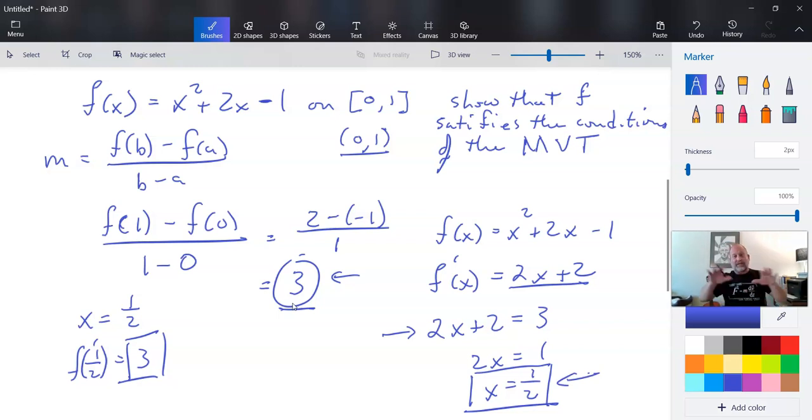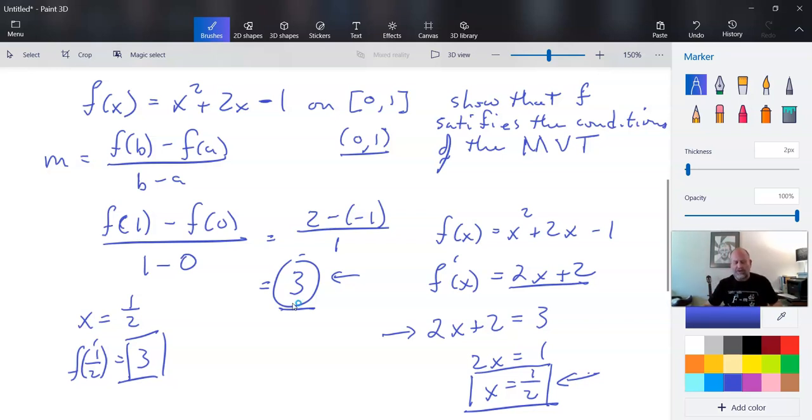Because sometimes what you get is more than one value, especially if it's like a cubic function, so its derivative is quadratic. That means there are 2 solutions. You have to figure out which one is actually in your interval, right? Maybe both of them, but at least one of them will be, as long as it's a continuous function, right? So it tells you that it's worth looking for. It's worth your time to look for.